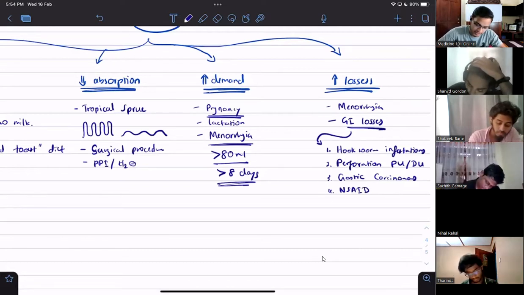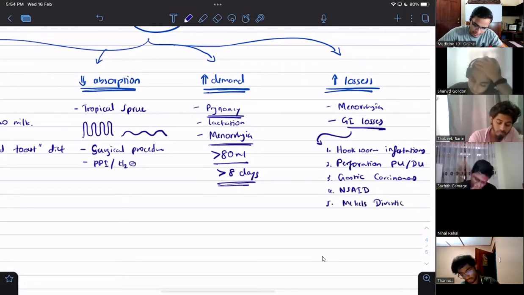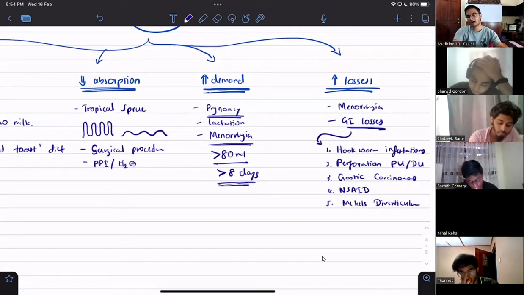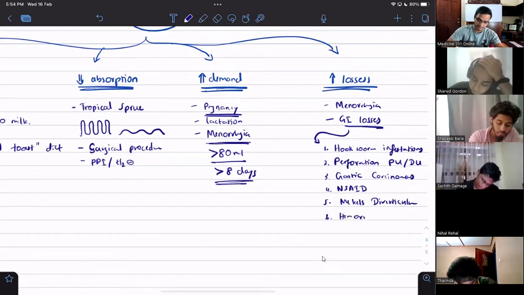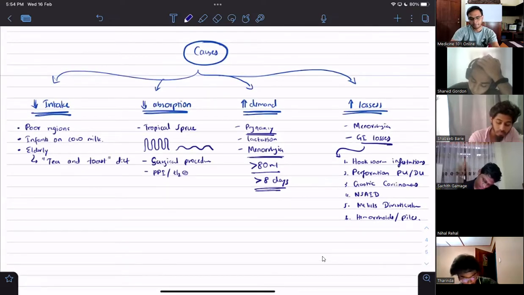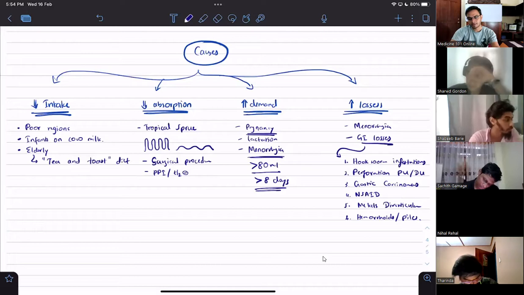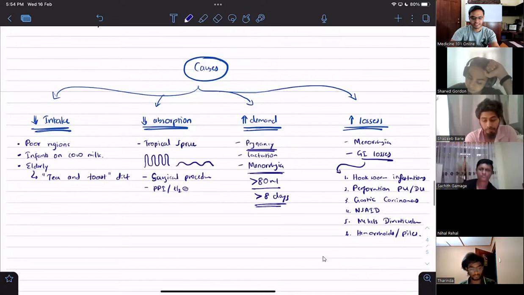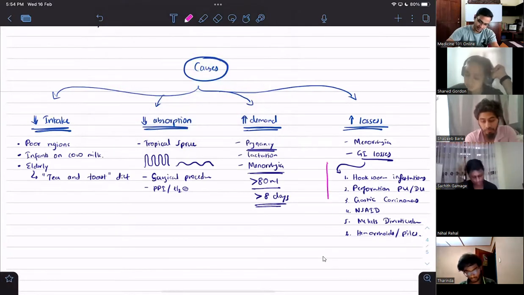Then other genetic diseases, guys. Meckel's diverticulum, we are not going to talk about these now. Hemorrhoids or piles, these kinds of conditions, all of these can cause GI blood losses resulting in anemia. Okay. Now, these GI losses, guys, why did I mention this here?